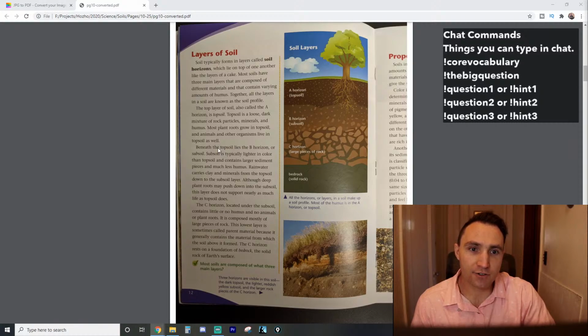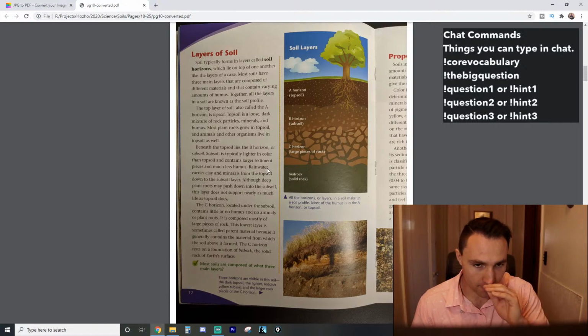The top layer of soil, also called the A horizon, is called topsoil. Topsoil is a loose, dark mixture of rock particles, minerals, and humus. Most plant roots grow in topsoil, and animals and other organisms live in topsoil as well.